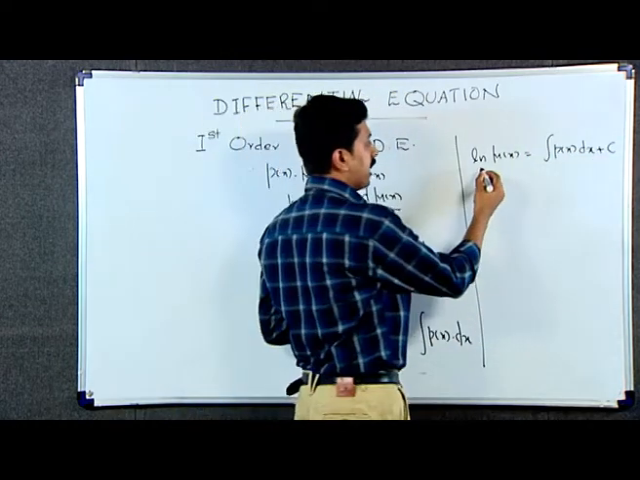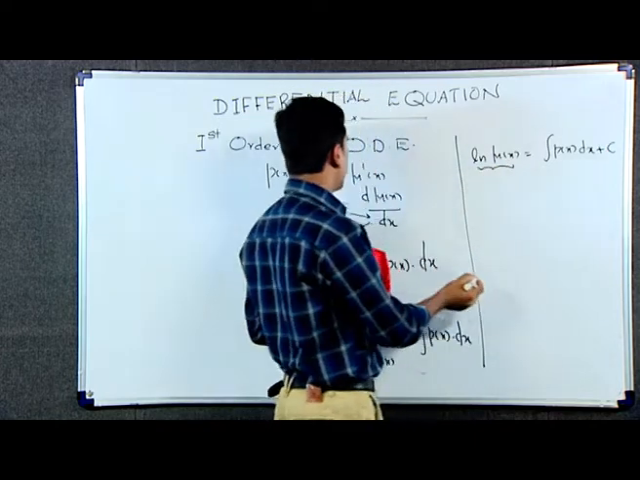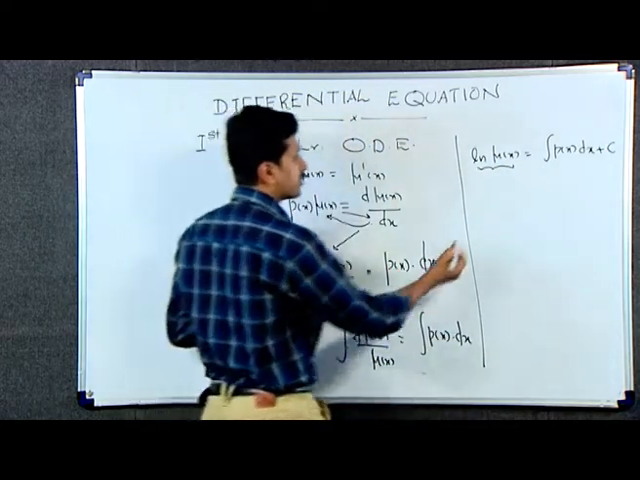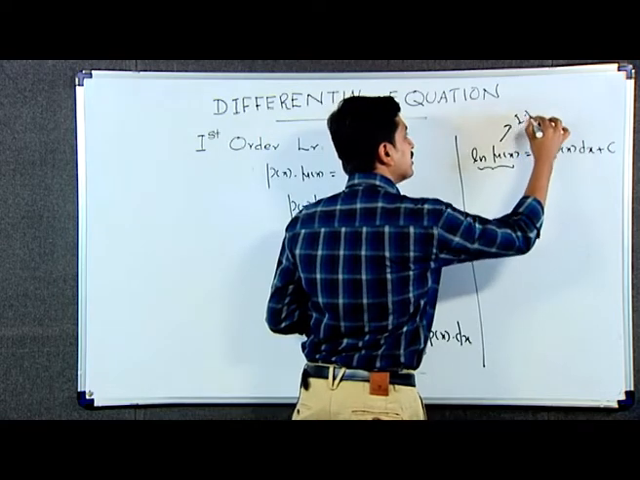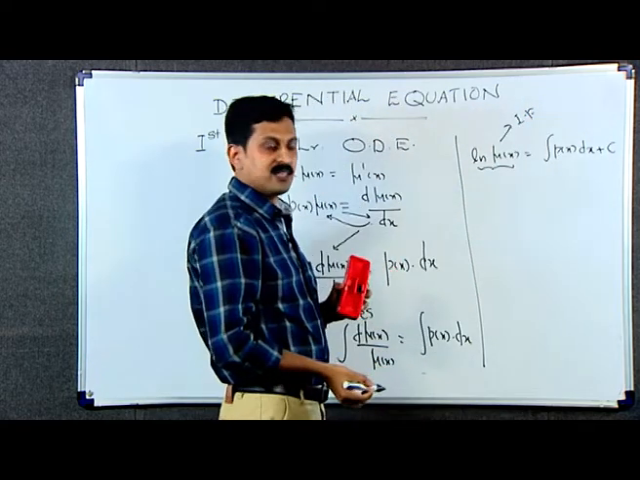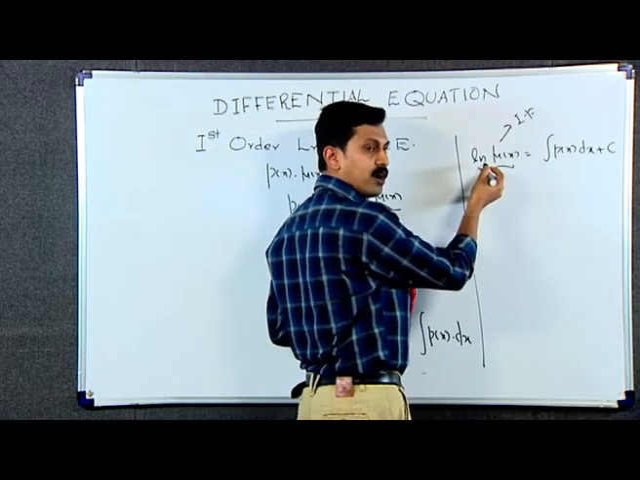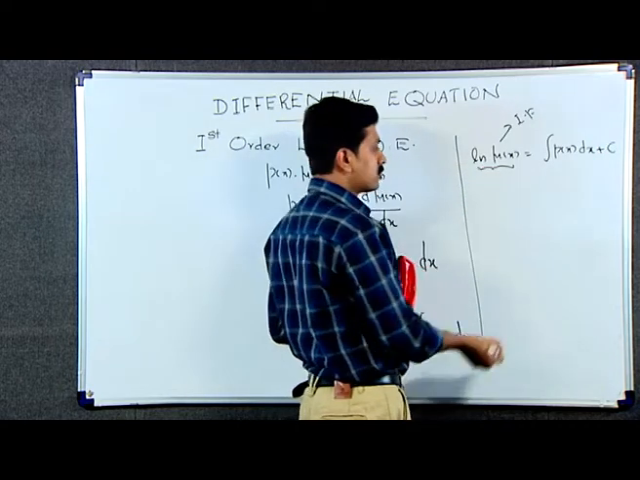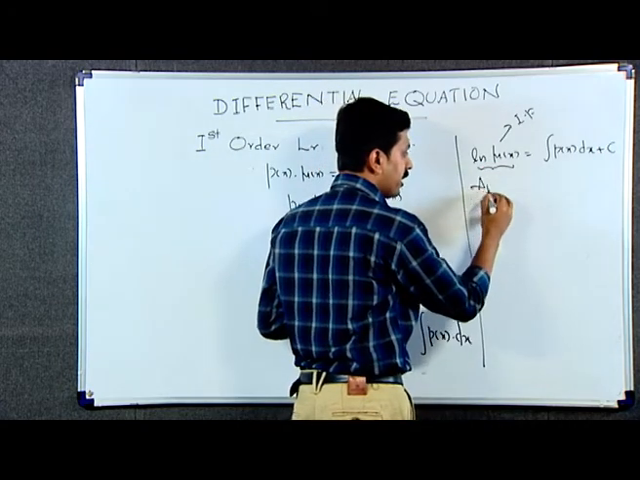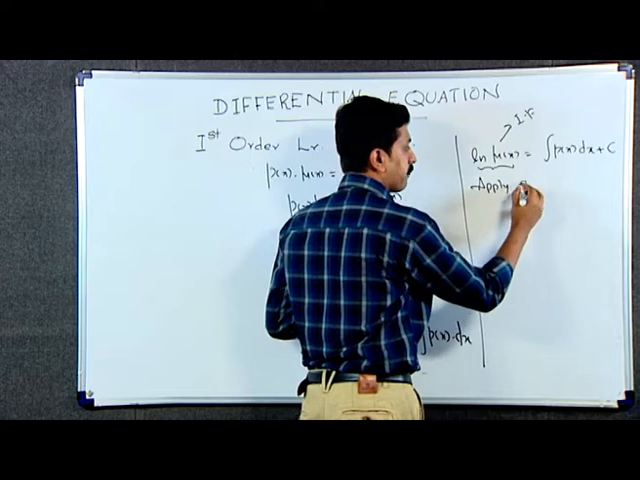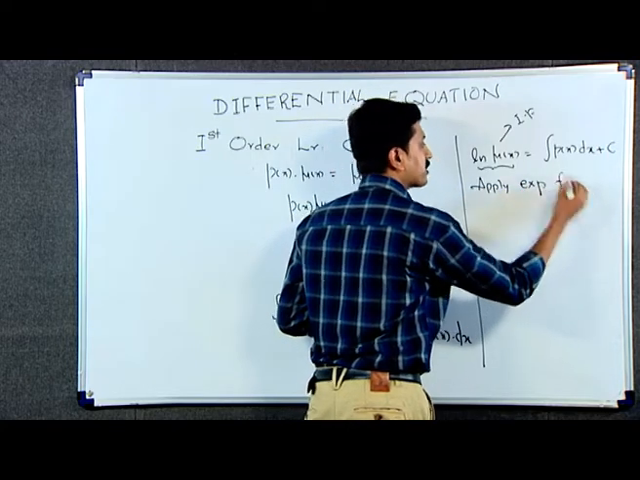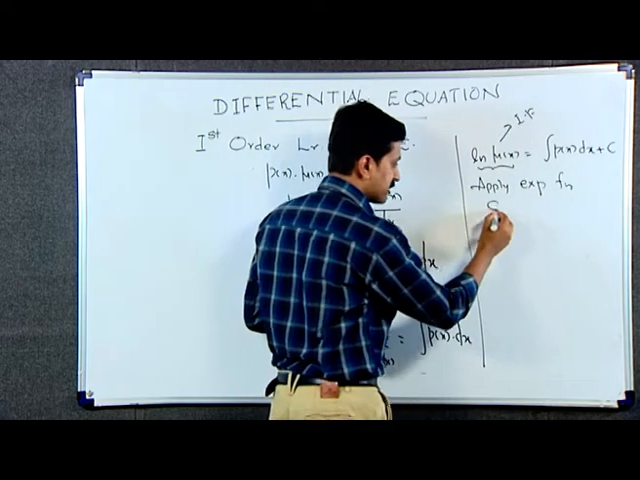And here we need to find out the integrating factor. Mu of x is the integrating factor. So, we have to remove this logarithm. To remove it, we apply the exponential function on both sides.